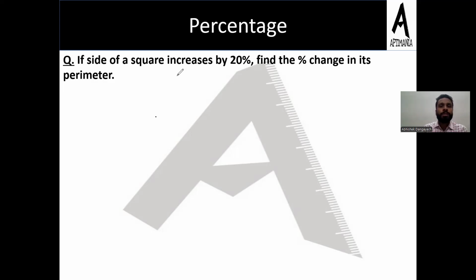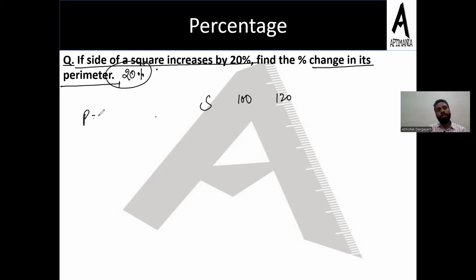Okay. So I hope you must have solved the question and must have got the correct answer. The correct answer is 20%. We'll just check it out. How to do it? If side of a square increases by 20%, side was 100 earlier, now how much has it become? 120. I have to find the percentage change in its perimeter. What is the formula for calculating perimeter of a square? That's 4 into side. Since the side is 100, 4 into side will be 400. This is the perimeter. Since the new side is 120, perimeter will be 480.